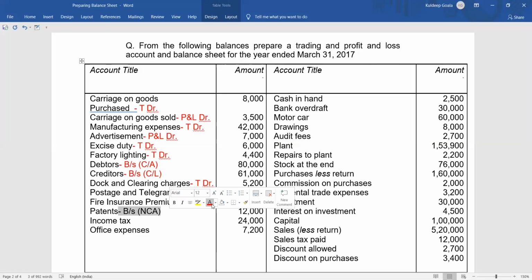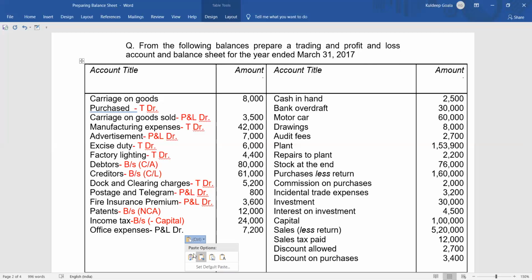Now remember that income tax in a sole proprietorship is taken as personal expenses and is treated as drawings. So it will be deducted from the capital in the balance sheet. Obviously, in the balance sheet, it will be deducted from the capital. Then office expenses, obviously, will come in the profit and loss debit side. So yeah, this side's items are over.